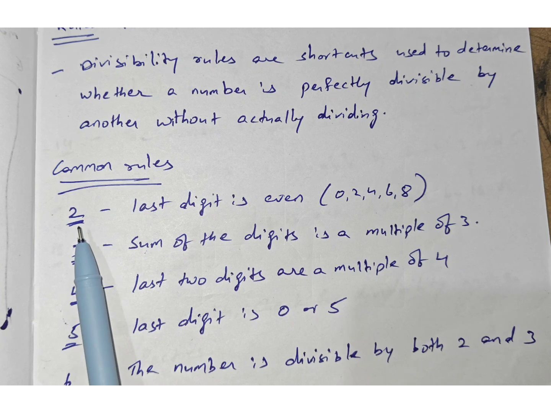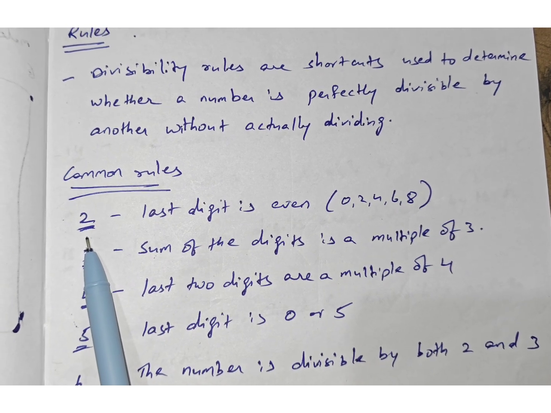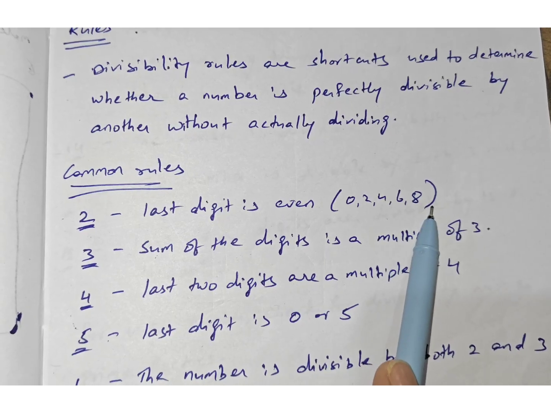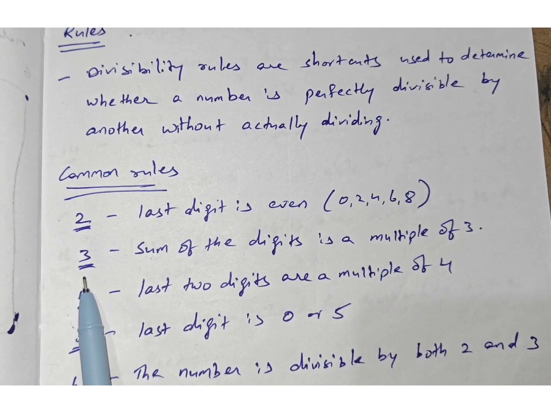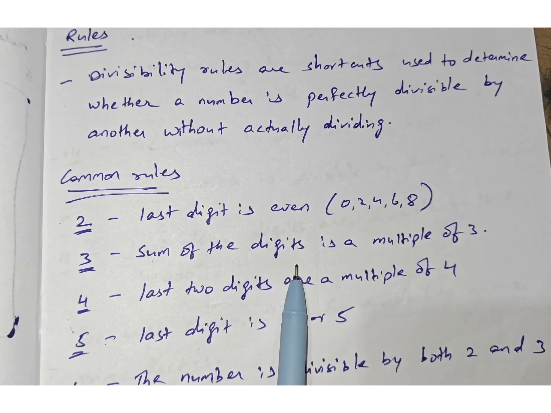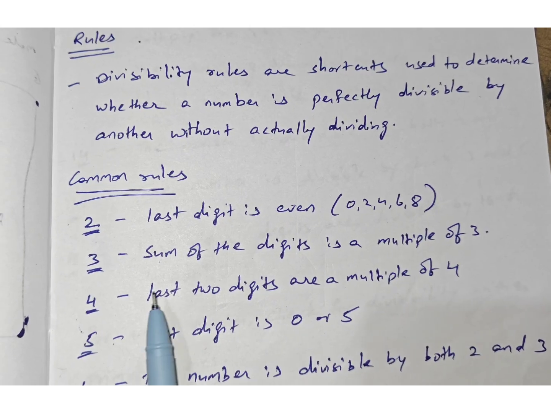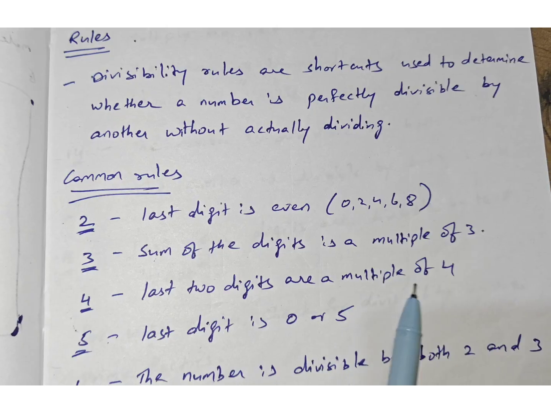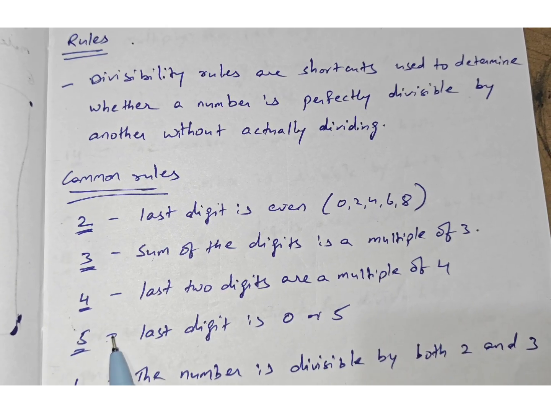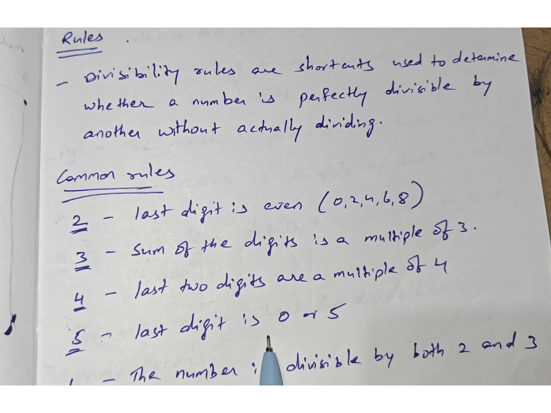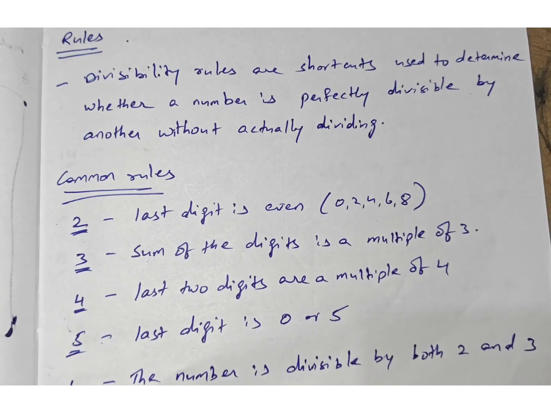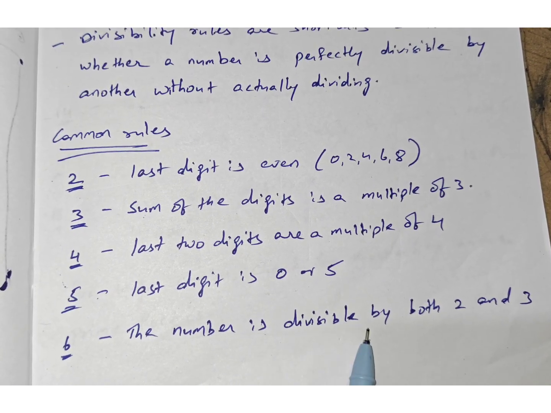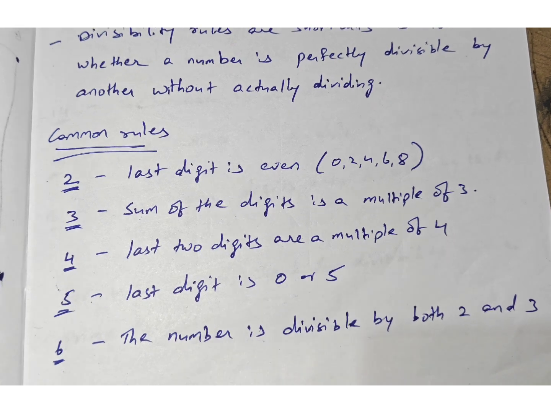For example, if a number is divisible by 2, the last digit is even, like 0, 2, 4, 6, and 8. If a number is divisible by 3, then the sum of all the digits is a multiple of 3. If a number is divisible by 4, the last two digits are multiples of 4. If a number is divisible by 5, then the last digit is either 0 or 5. And if the number is divisible by 6, then the number should be divisible by both 2 and 3.